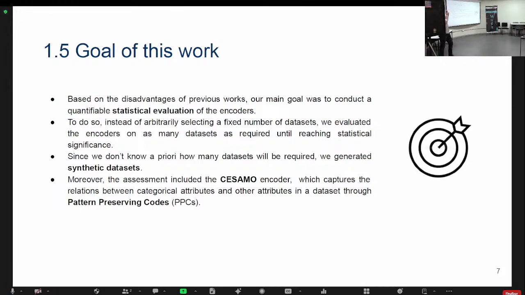So to solve that problem, we use synthetic data sets. And moreover, the assessment of this study included the Sesamo encoder, which is a novel type of encoding that captures the relationship between the categorical attributes and the other attributes, what we call pattern-perceiving codes.